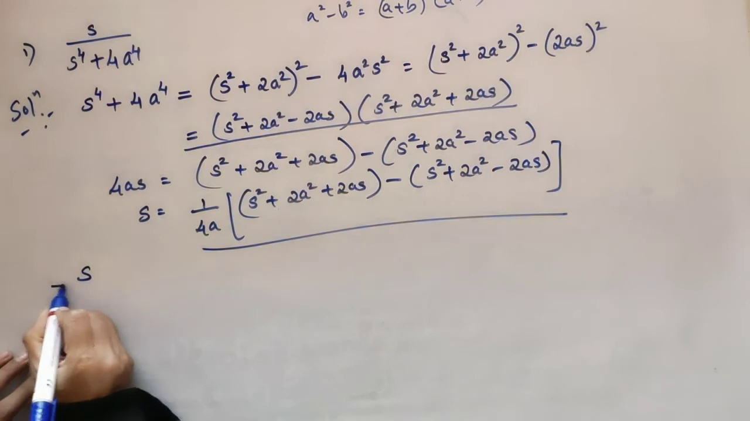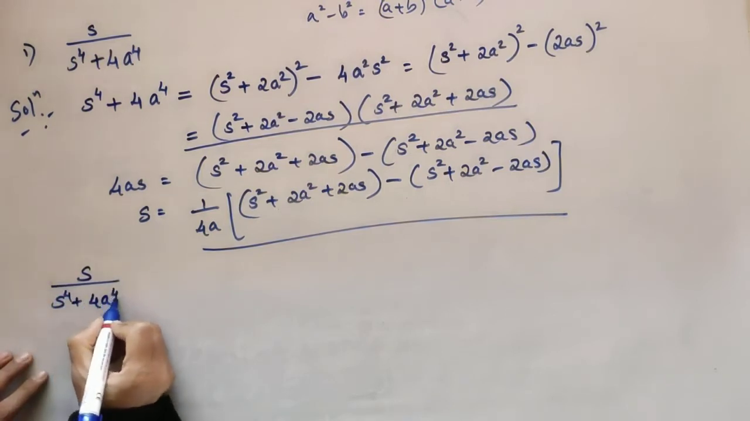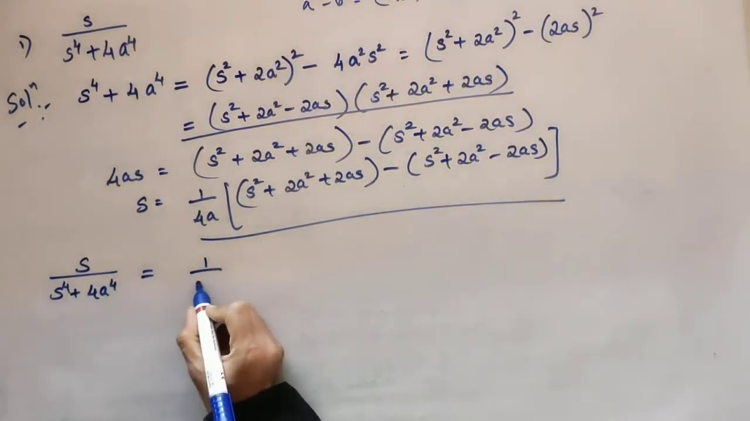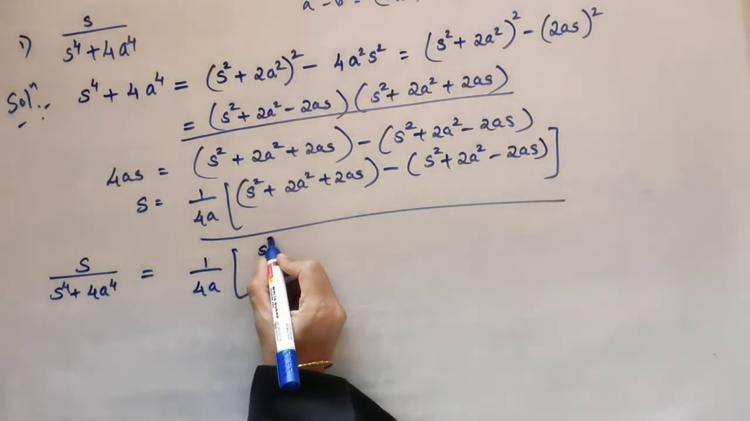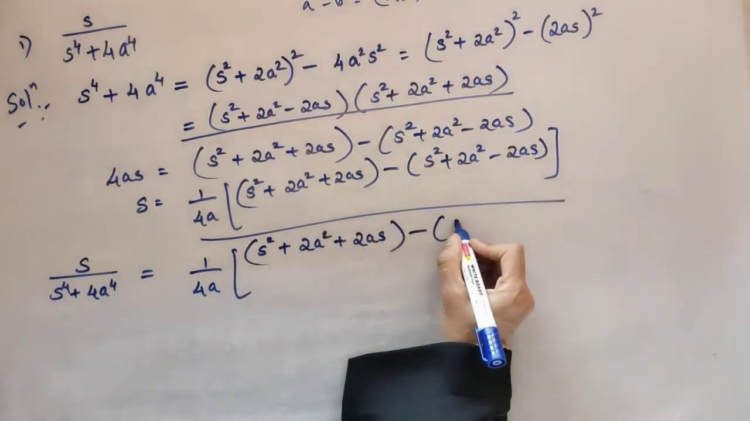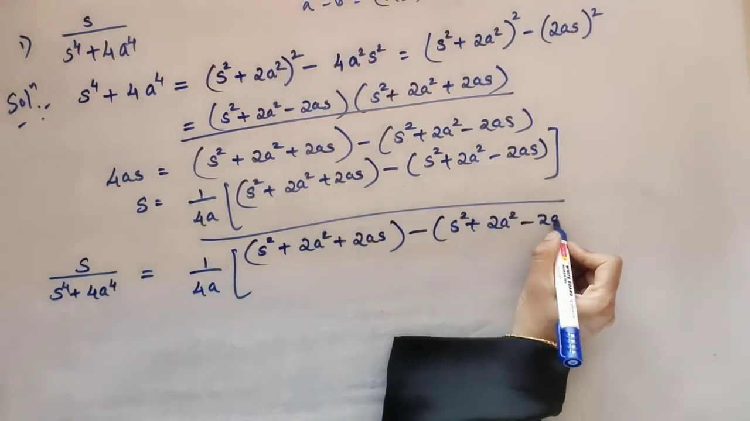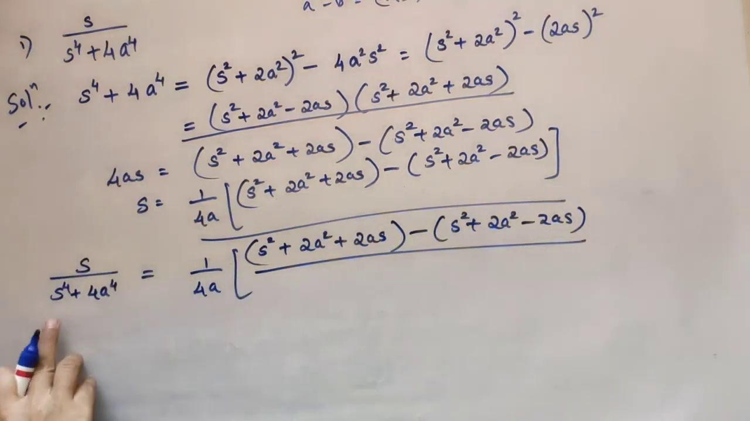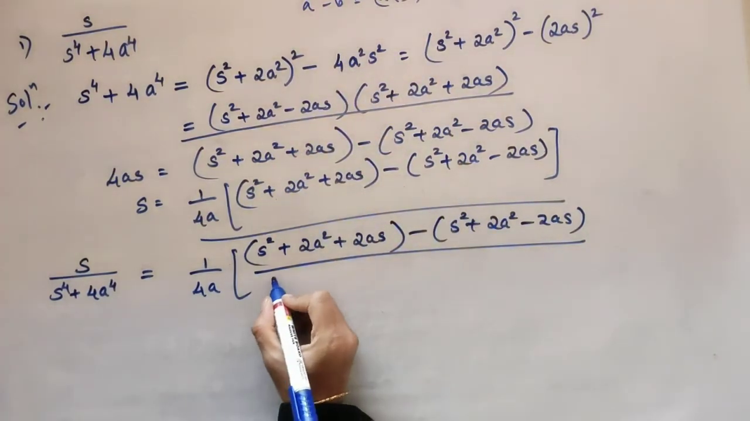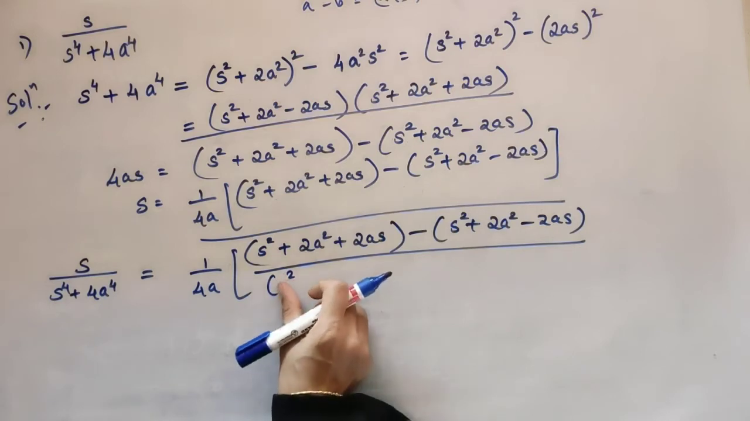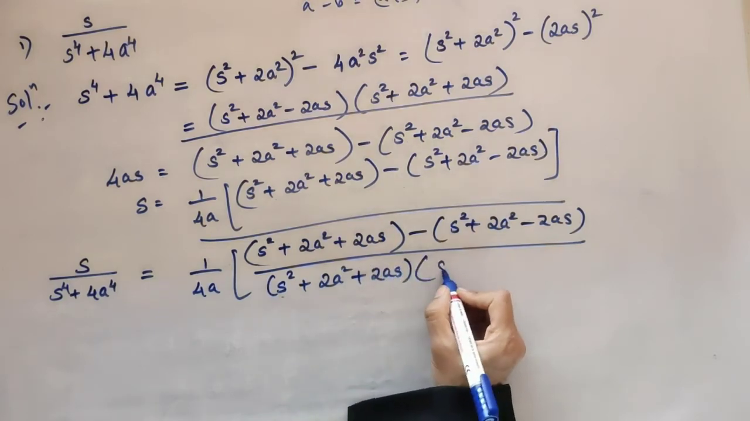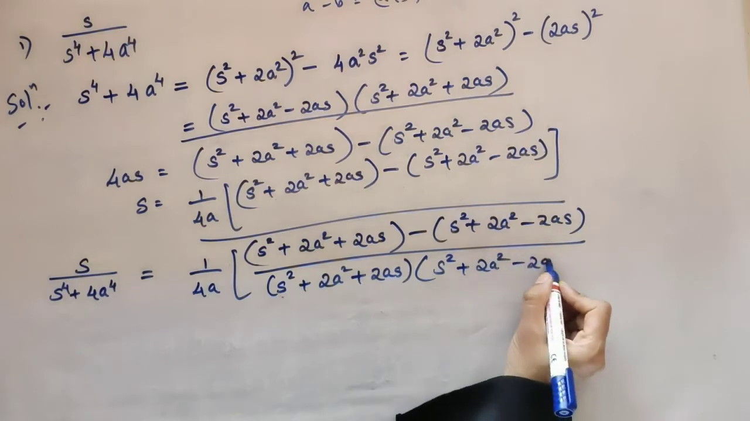So therefore s divided by s to the power 4 plus 4 times a to the power 4 equals, let us write the numerator first. It is 1 by 4a, that is s square plus 2a square plus 2as in one bracket minus s square plus 2a square minus 2as in another bracket, divided by the denominator, s to the power 4 plus 4 times a to the power 4, which can be written in the product form of these two brackets only. So let us write it. It is s square plus 2a square plus 2as into s square plus 2a square minus 2as.